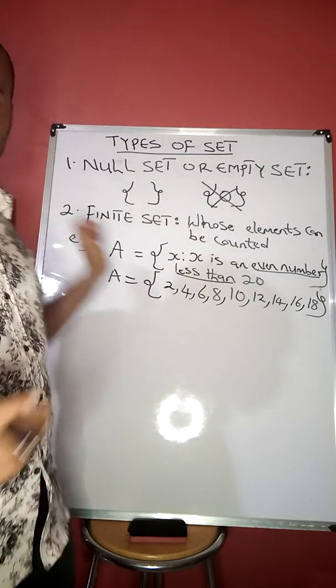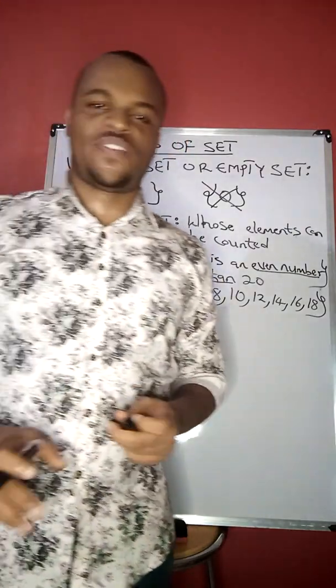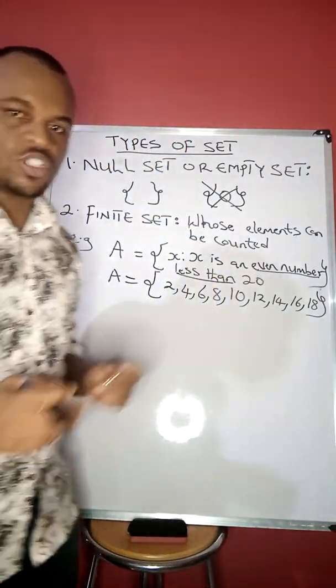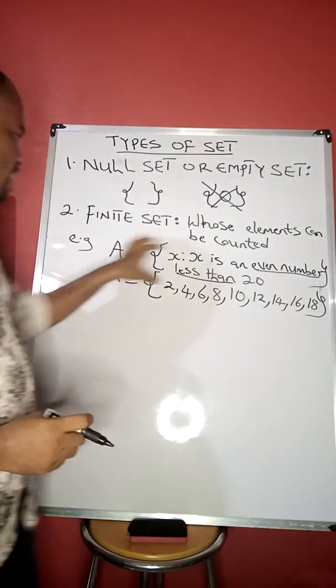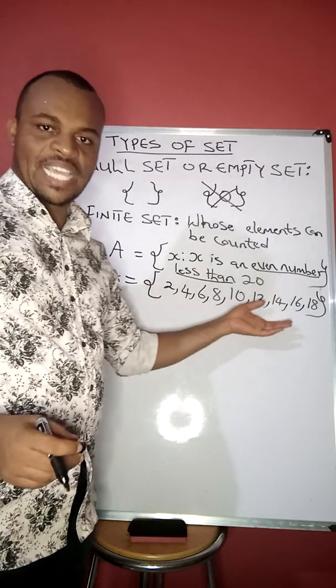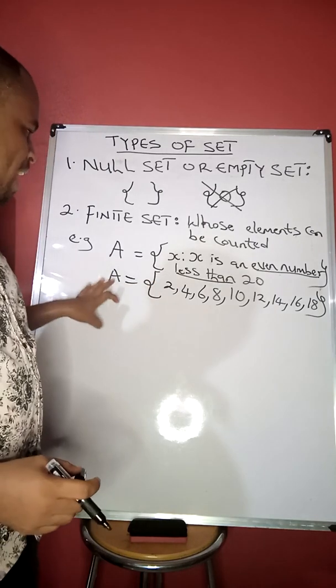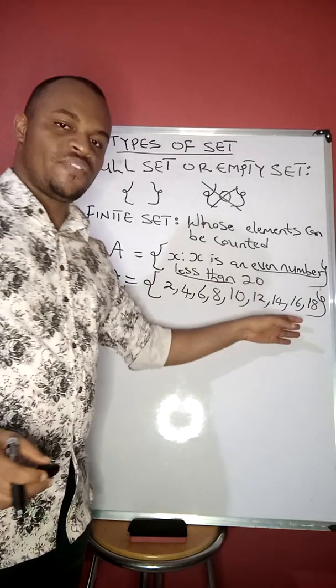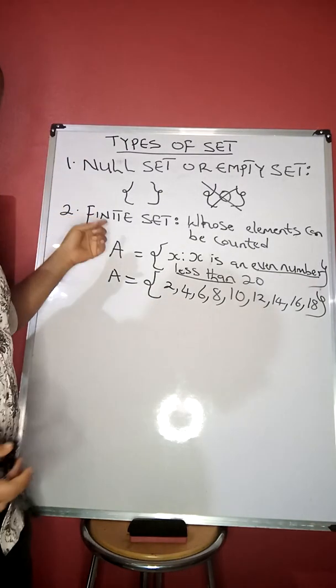Don't forget I told you that in set notation you must be able to define your algebraic terms. You must be able to interpret your algebraic terms. So now we've been able to interpret this algebraic term into the real definition of the element. So we brought out the element from this algebraic term. So because we are able to count the number of elements, we can determine the number of elements in this set. It is a finite set.